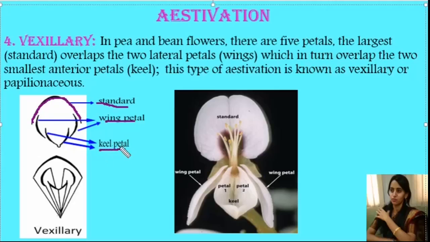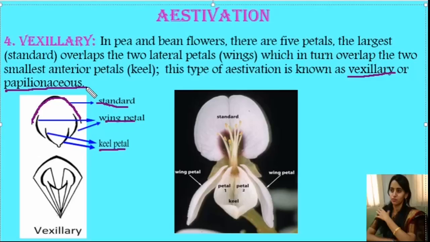So the margins of the standard petal overlap the margins of the 2 wing petals, whereas the other margins of the 2 wing petals overlap the keel petals. This is a flower. Here you can see this is a standard petal, these 2 are wing petals and these 2 are keel petals. So this type of estivation is known as vexillary estivation, or papilionaceous estivation, or papilionaceous corolla. So this is about vexillary estivation.